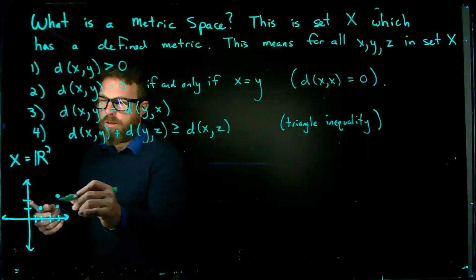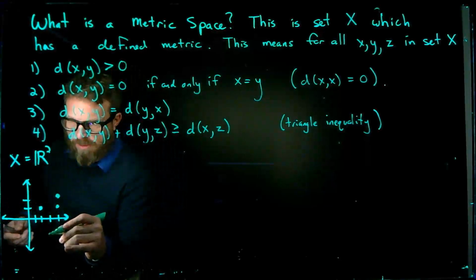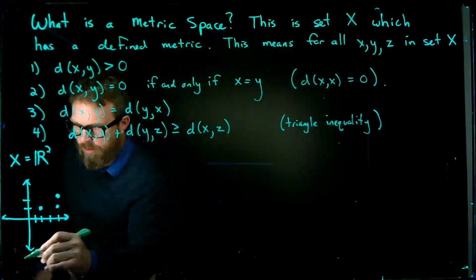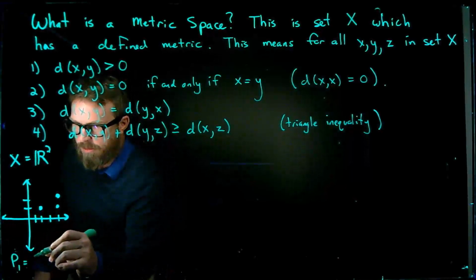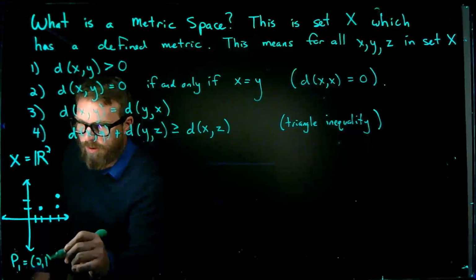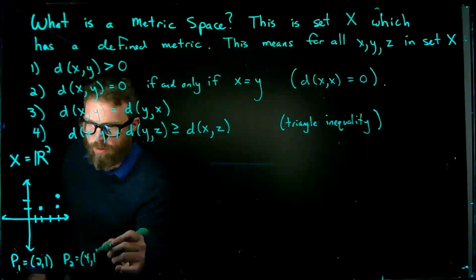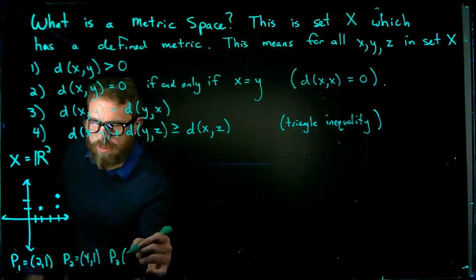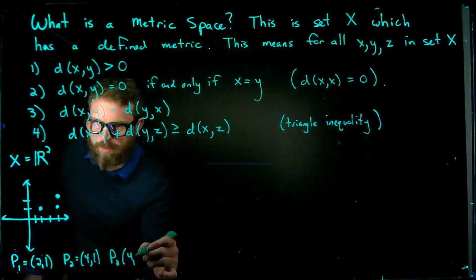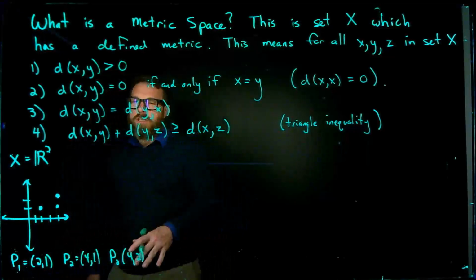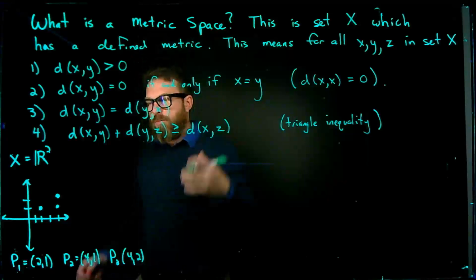Let's do these points here, and this will be relatively simple because I really want to talk about our first point. I'm going to say point 1 is the point 2, 1. Point 2 in this case is the point 4, 1, and then point 3 is the point 4, 2. And I want to use these points just to verify that these properties work.